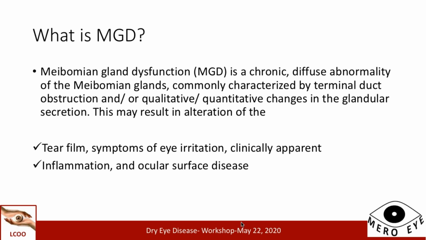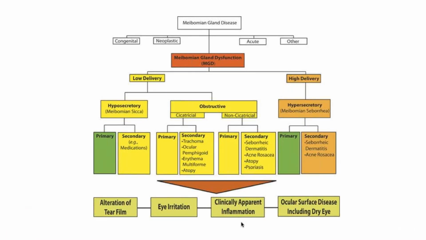So basically it leads to symptoms of dry eye like irritation. It can also lead to inflammation, leading to ocular surface disease. So again, meibomian gland dysfunction itself can be categorized into hyposecretory, which is like a meibomian sicca. It could be obstructive, again cicatricial, non-cicatricial. It could be hypersecretory or seborrhea, where it gives you a lot of discharge from the meibomian gland. But again, the quality of discharge could be infected. It could lead to dermatitis. It could lead to blepharitis, and so on.